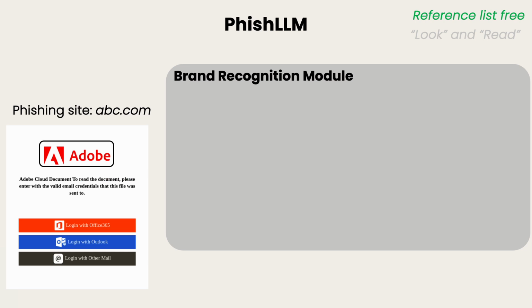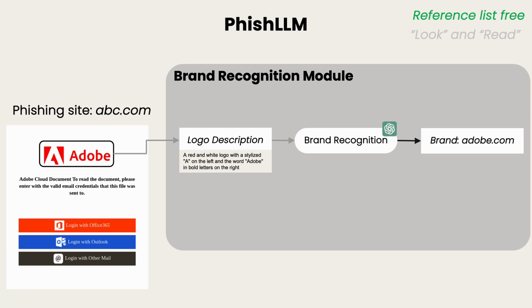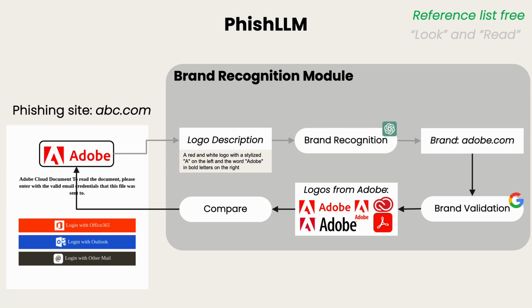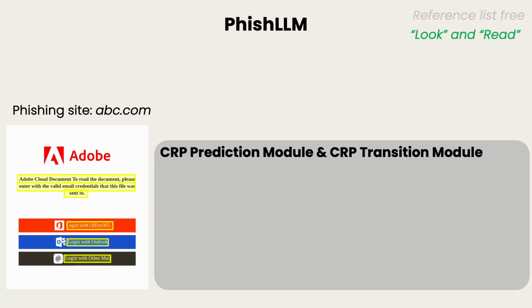PhishLLM functions by first recognizing brand logos and extracting its descriptions. The description will be fed into the LLM to infer its target brand. To prevent potential misinformation produced by the LLM, we validate the brand by comparing the web page logo with all alternative logos on the web. Then we check for the brand domain inconsistency to understand the credential-taking intention of the web page. PhishLLM then executes the CRP prediction module and CRP transition module.